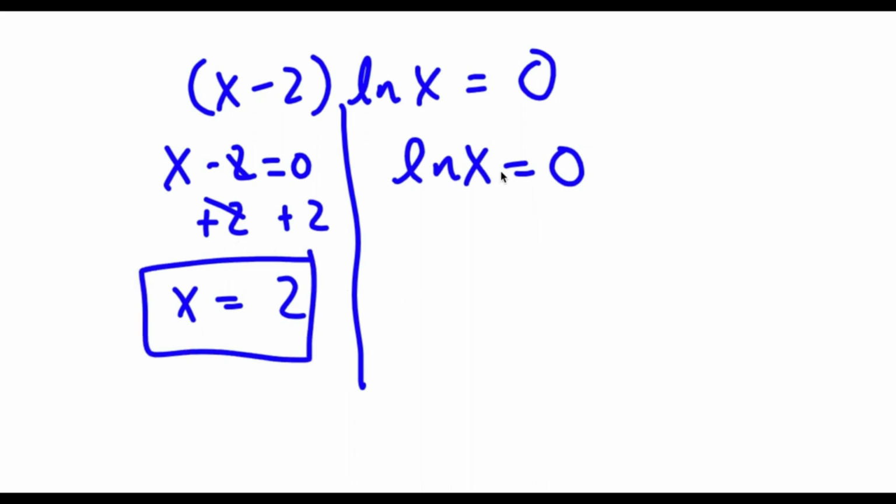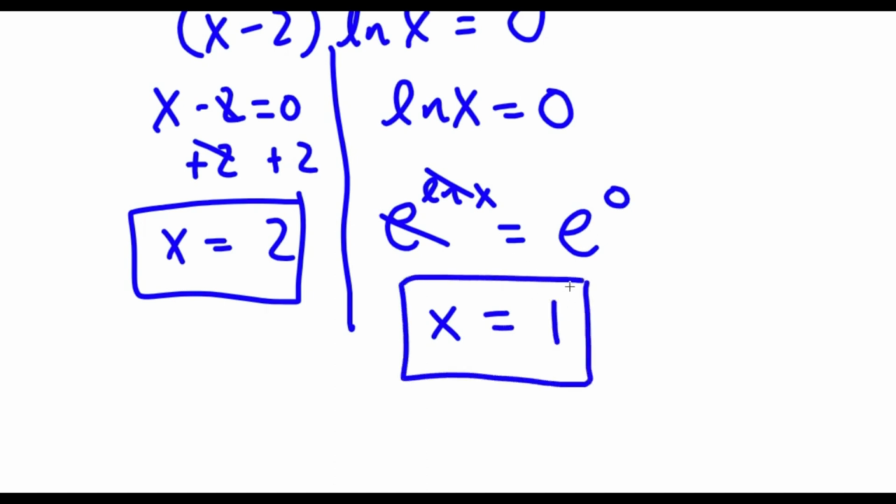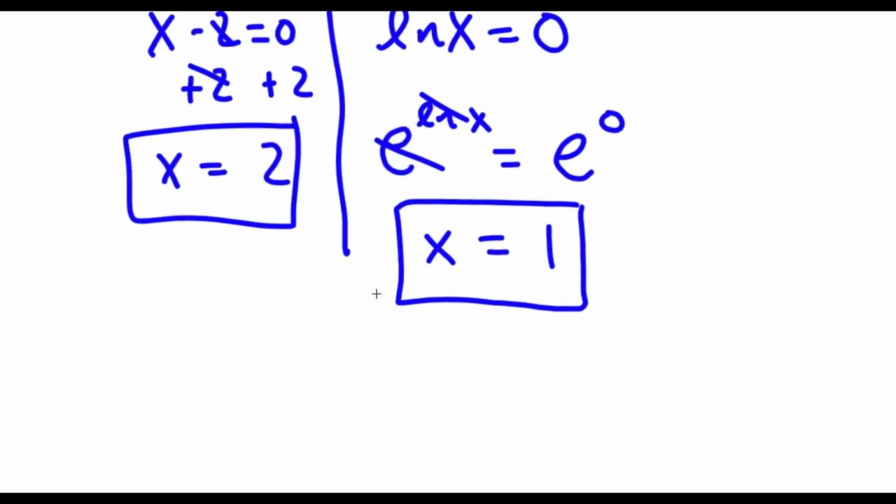Now for ln x is equal to 0, I'm going to raise e to the power of both sides: e to the power of ln x is equal to e to the power of 0. Now e to the power of ln x, the e and ln are going to cancel out, so now I'm left with x is equal to e to the power of 0, which is 1. So my two solutions are x equals 2 and x equals 1.